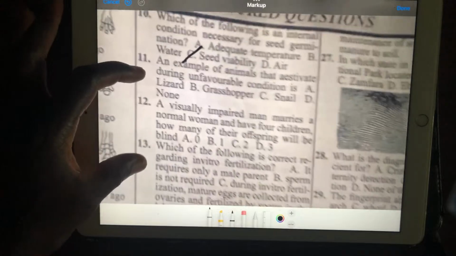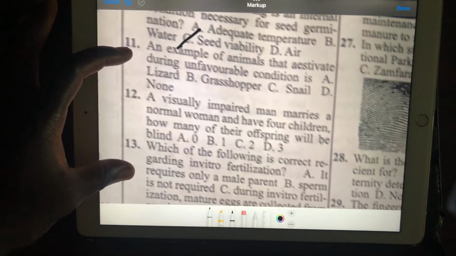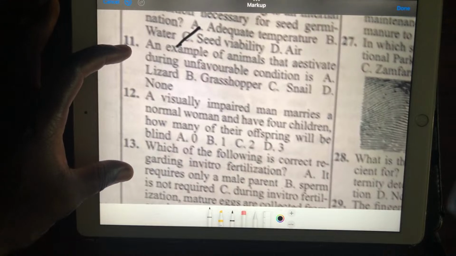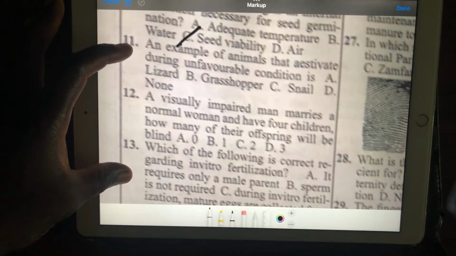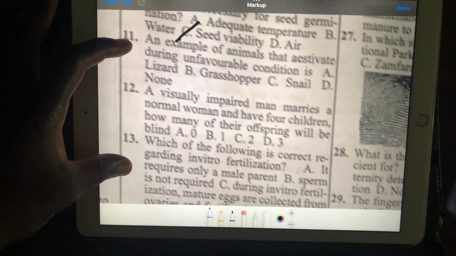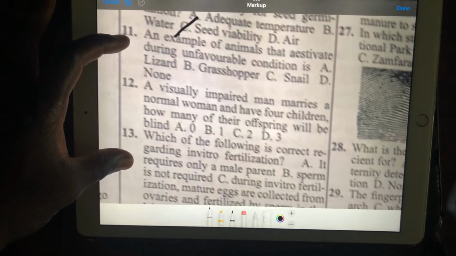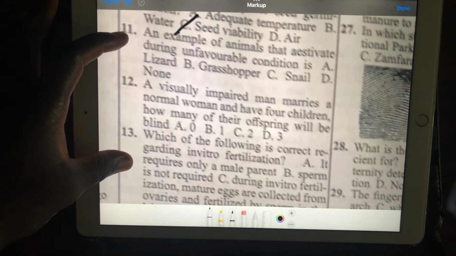They said number 12: a visually impaired man marries a normal woman and has 4 children. How many? Okay, tomorrow is your own chemistry exam. No problem, I will do chemistry today also. So let's move on. It said a visually impaired man marries a normal woman and has 4 children. How many of their children will be blind?